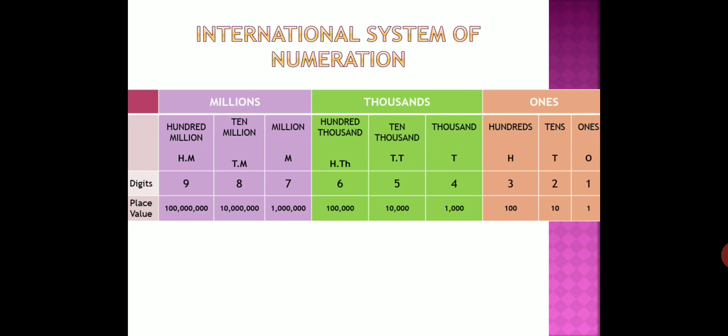Under ones you have three categories. Together it is 3, 2, 1. We will read it as 321. Under thousands again you have three categories. That is 6, 5 and 4 together. We read it as 654. Since it comes under the heading thousand, we will read it as 654,000. 987 together comes under millions. So we will read it as 987 million. Let us move to an example.